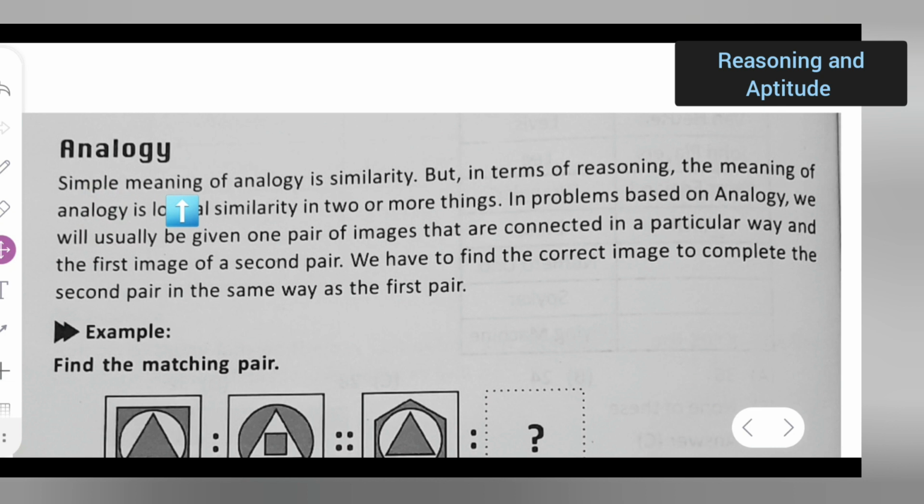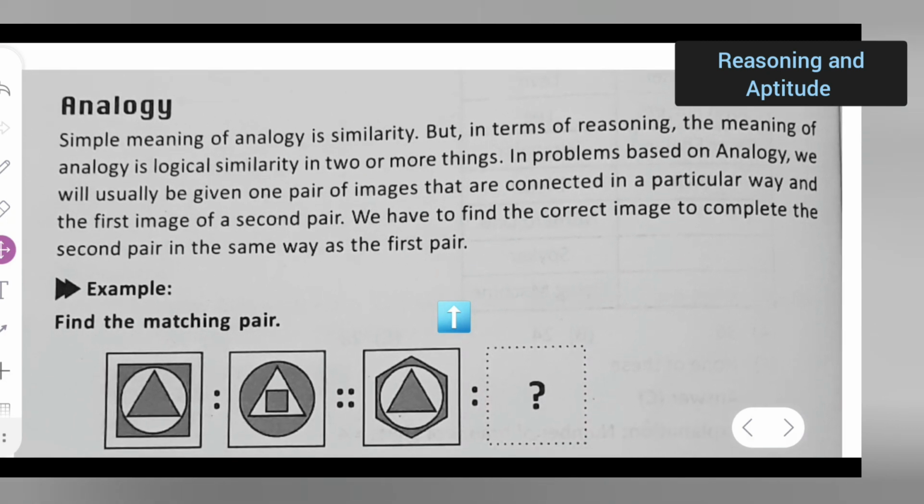Analogy. The simple meaning of analogy is similarity, but in terms of reasoning, the meaning of analogy is logical similarity in two or more things. In problems based on analogy, we will usually be given one pair of images that are connected in a particular way, and the first image of a second pair. We have to find the correct image to complete the second pair in the same way as the first pair. Now I will explain the concept by giving an example.